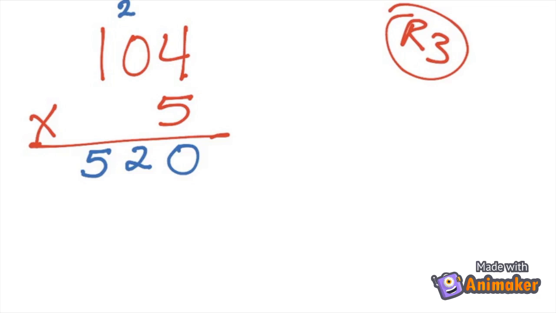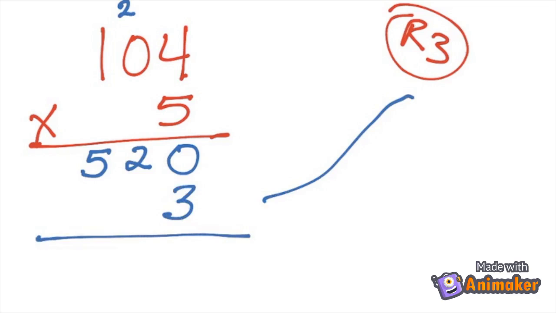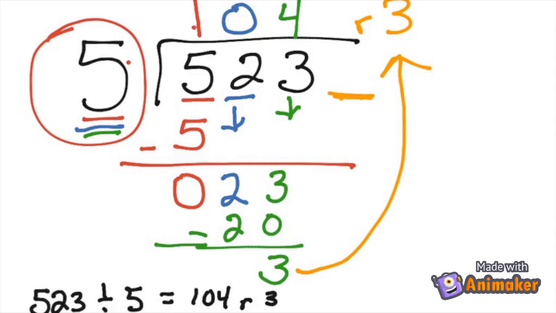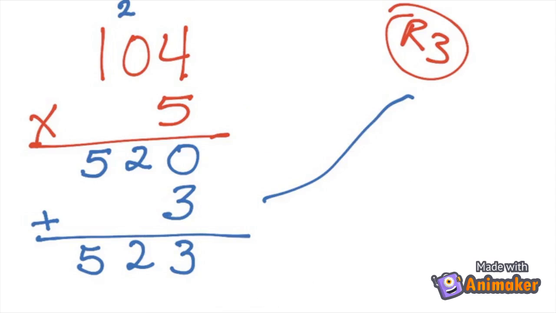So my answer's still not correct, but wait a minute, I still have 3. So I need to add my 3 back into my answer. So 3 plus 0 is 3, 2, 5. So my answer is 523, and if that matches the dividend, then I know my answer is correct. And there you have it, 523, 523. We are good to go.